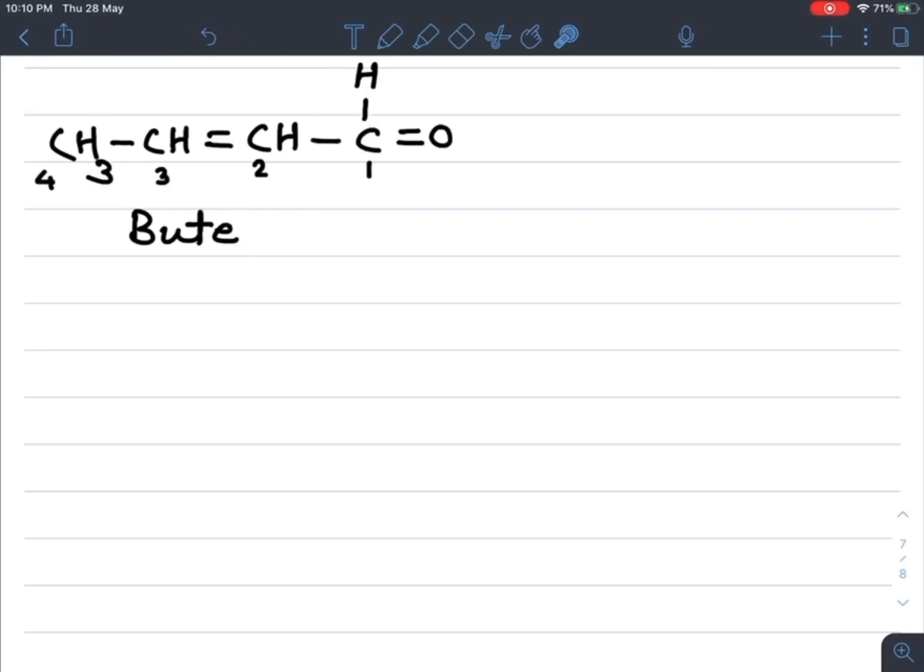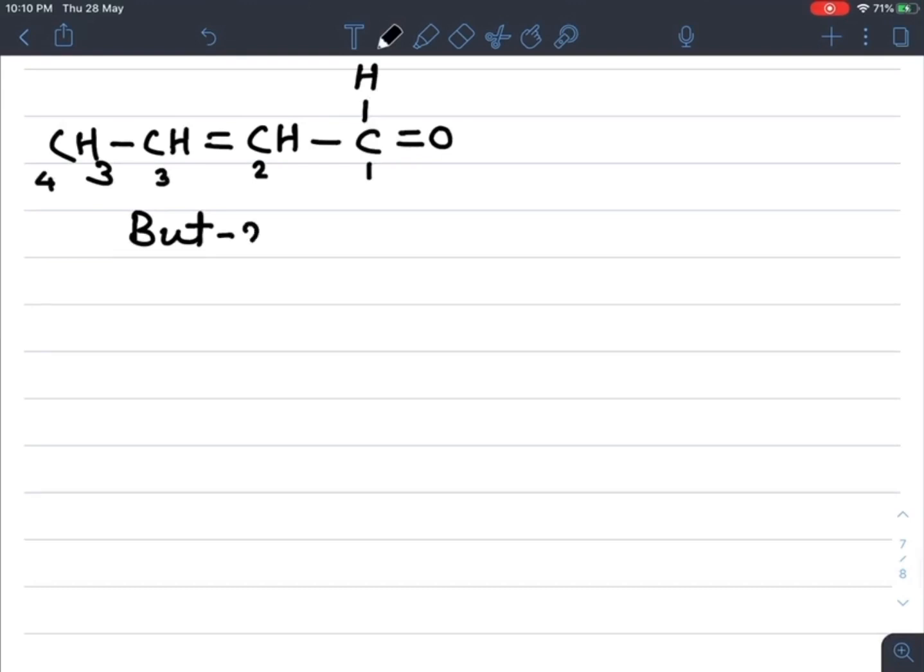So how to give the name for this compound? But at position 2 alkene, the E of alkene is replaced by 1 Al. So the name of this compound is but-2-en-1-al.